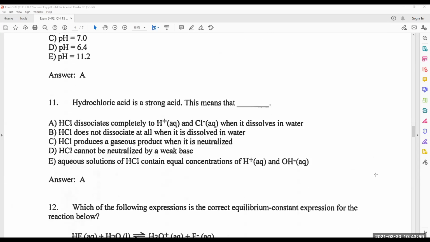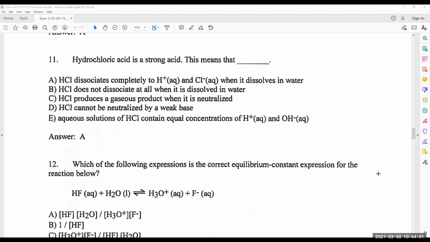Number 11, hydrochloric acid is a strong acid. What does this mean? Well, the definition of a strong acid is that it completely dissociates, kind of similar to a strong electrolyte. So the correct answer was it dissociates completely to H plus and Cl minus when dissolved in water.